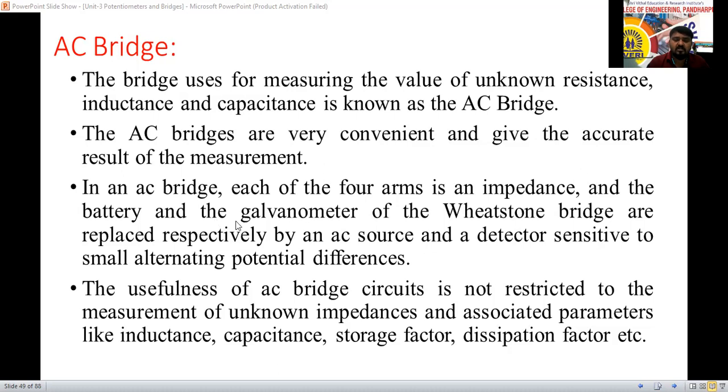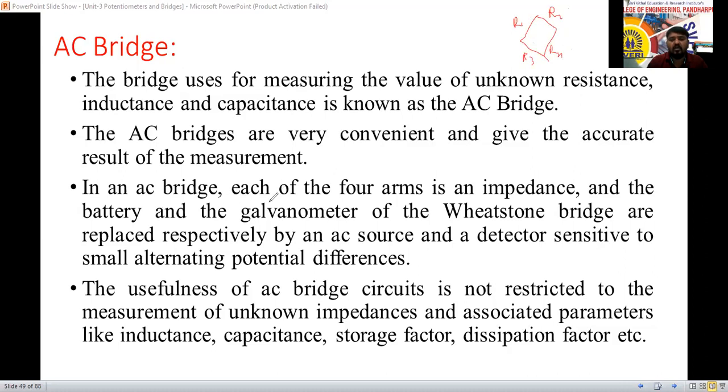In an AC bridge, each of the four arms in the bridge form is an impedance in the AC circuits. Previously, this was the bridge circuit. In this bridge circuit we used R1, R2, R3, that is resistances 1, 2, 3, 4.